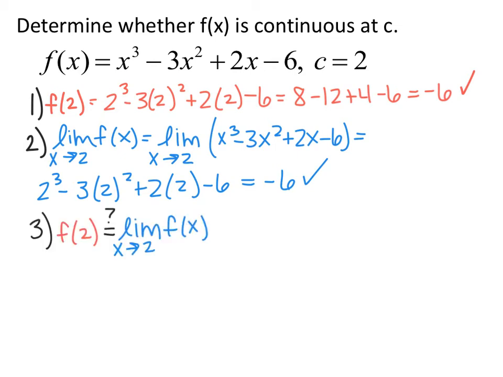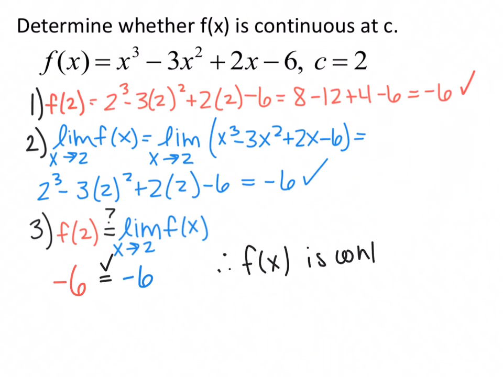Step 3 asks, does the y-coordinate at 2 equal the limit at 2? f of 2 is equal to -6. And the limit as x approaches 2 of f of x was equal to -6. So these two are in fact equal to each other. So this passed all 3 steps, therefore f of x is continuous at x equals 2. You can't say that it's continuous at every single point, just that it's continuous at this specific point. So once you pass all 3 steps, your final answer is yes, it is continuous.